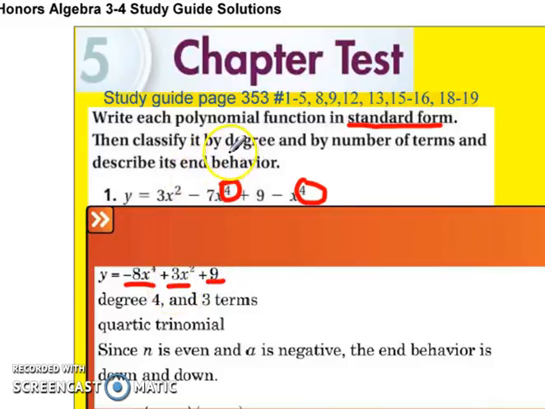Now I'm going to classify it by degree. My 4th degree is quartic. I have 3 terms, so it is a trinomial. And they want to know the end behavior. I have an even degree. Even degrees have to go in the same direction. I have an even degree and a negative leading coefficient. So that means I go down, down for my end behavior.